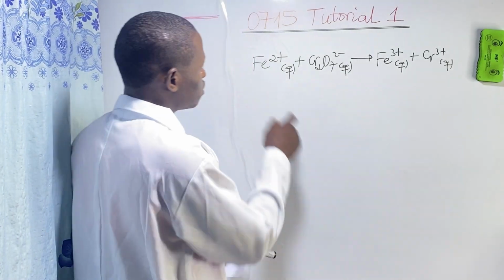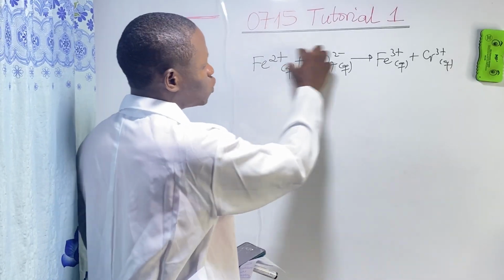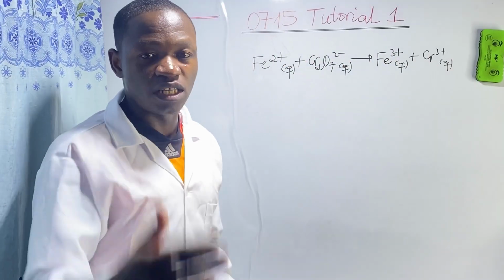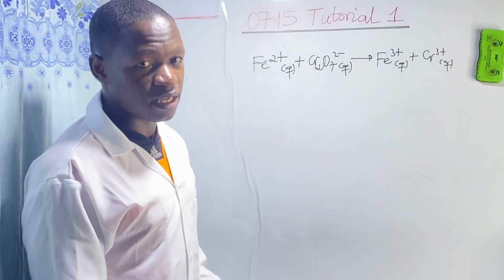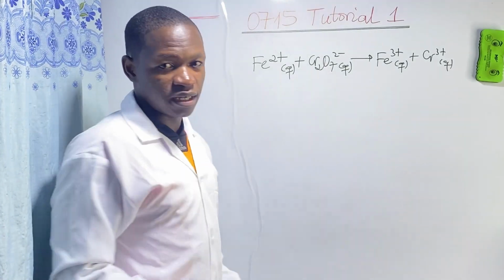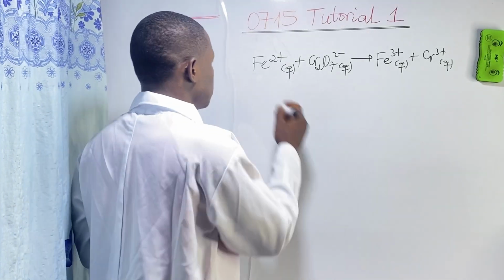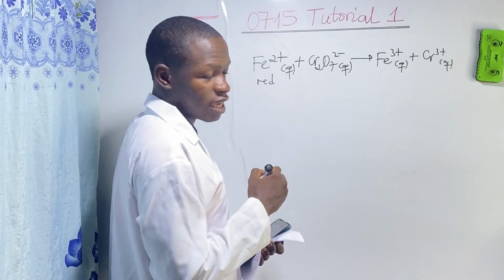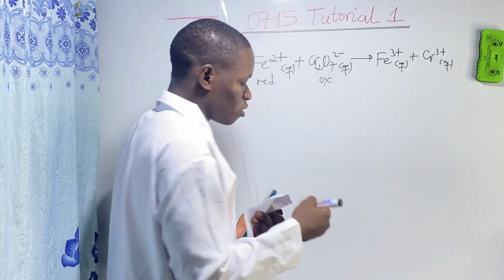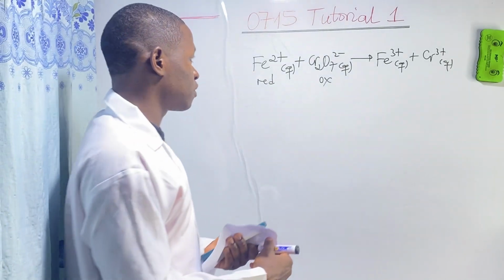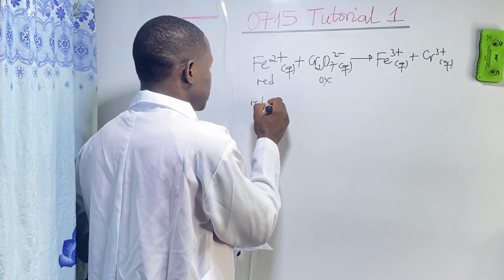So as we notice, iron 2 is oxidized to iron 3. Iron goes from +2 to +3. Increase in oxidation number is called oxidation. So iron 2 has been oxidized by what? The dichromate, acidified potassium dichromate. So iron 2 here is the reductant, because the reductant has been oxidized. The dichromate is the oxidant or the oxidizing agent.